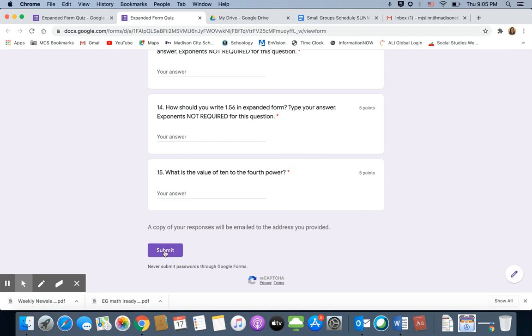When you're done, click submit. If you don't click this purple button, you're not going to get a score. Everyone, when you're done, you should get an email receipt that says that you responded to the form, and it will give you a copy of your responses. So make sure if you don't get that email, you haven't submitted it correctly.